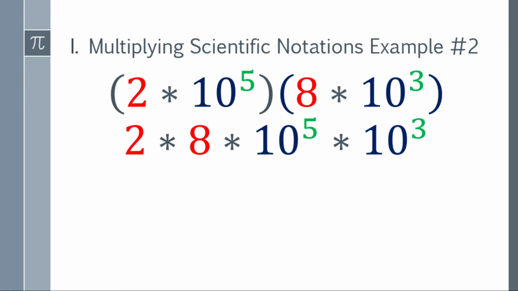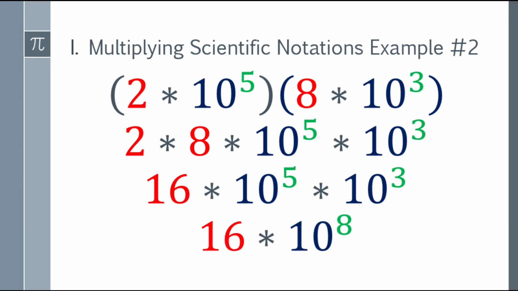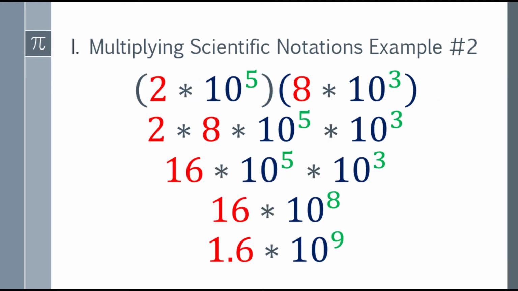So, simplify natin parehas. So, we have 2 times mo ng 8. That will be 16. At ang 10 to the 5th times 10 cubed, that will be 10 to the 8. 5 plus 3 is 8. And hindi pa siya final answer. Again, pag sa scientific notation, dapat yung hindi 10 na number, dapat more than 1 and less than 10. So the final answer will be 1.6 times 10 to the 9th power.